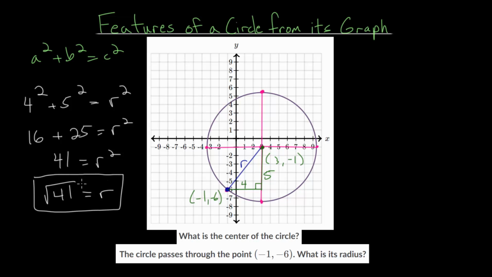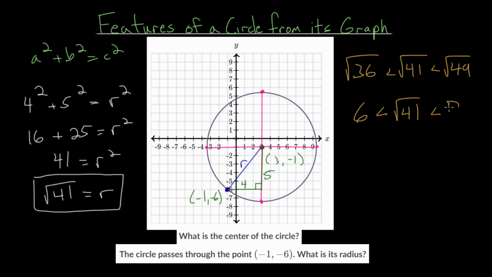And you can see that this makes sense, because if you compare it to known square roots, like the square root of 36 and the square root of 49, you can see that root 41 is between 6 and 7. So it makes sense by what we counted here, or you can also plug this into a calculator to find the decimal answer, which is 6.403, and it goes on forever. And this does look to be about 6.4. So it makes sense visually, but this method of knowing a point and the center can find the exact value for this radius.